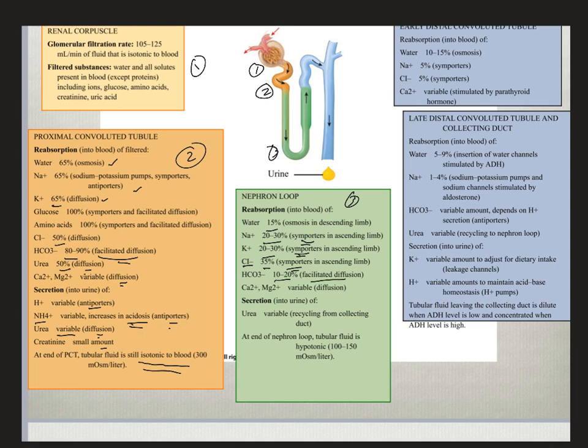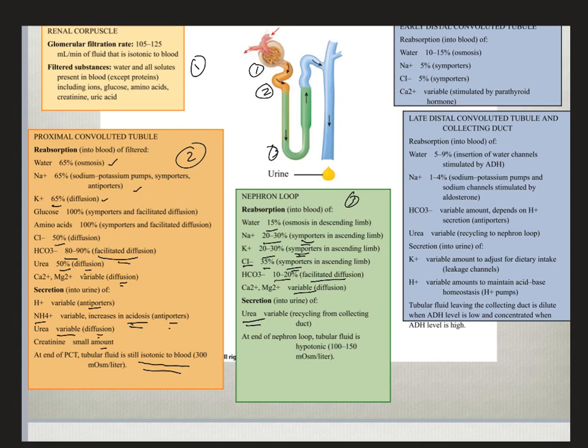So if you look in total, we get about 80%, 85% of bicarbonate in the proximal convoluted. We get a little more right here in the nephron loop, another 10% in the nephron loop. And then we have calcium, magnesium, again variable through diffusion. What are we secreting now into the urine? So coming from the blood into the urine, we see urea, and we know that this is that metabolic byproduct of digestion. And again, this is variable, and we're going to recycle this from the collecting duct.